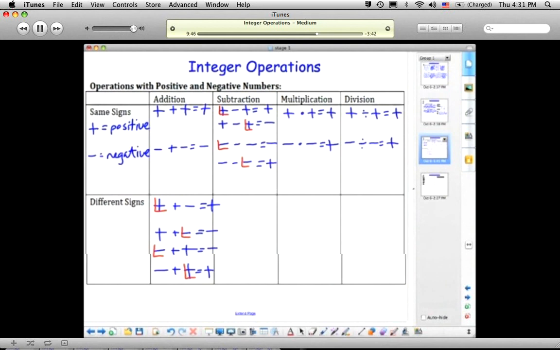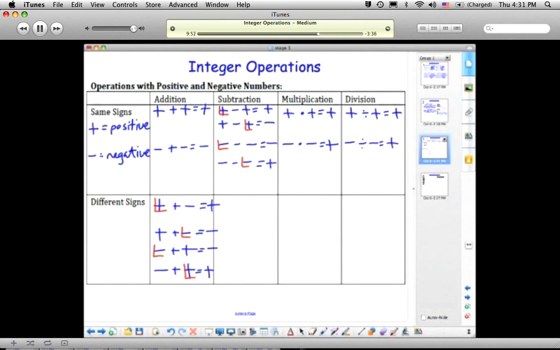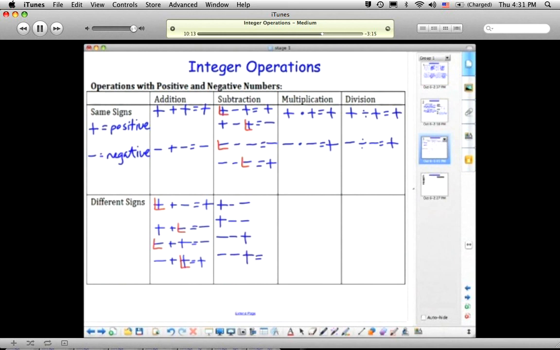Subtraction, again, we're going to have that same circumstance that we do need to write down all four instances, a combination of positive and negative numbers. Positive minus negative, again, identifying which is the larger number, and then a negative minus a positive, also identifying which is the larger number.